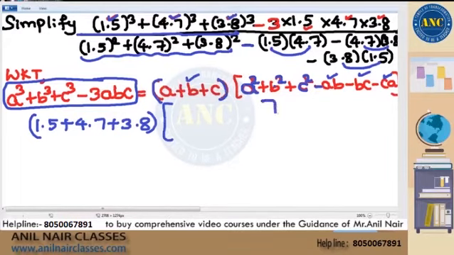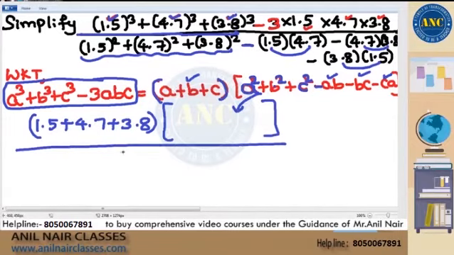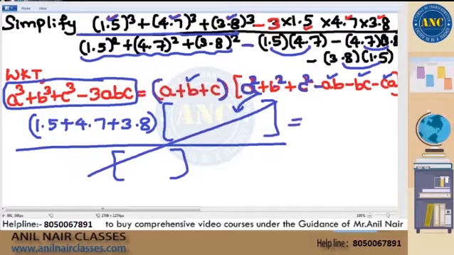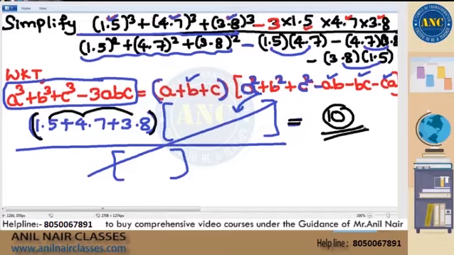Whatever term is there in the numerator is actually the term in the denominator also. They both will cancel off. You are only left with one term in the numerator, that is the sum of these three terms, 1.5 plus 4.7 plus 3.8. If I add these three terms, I will get the answer as 10. Easy way of solving the question if you know this notation from algebra.